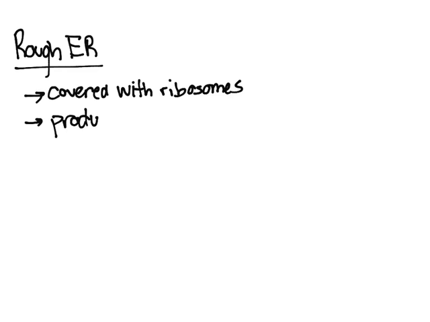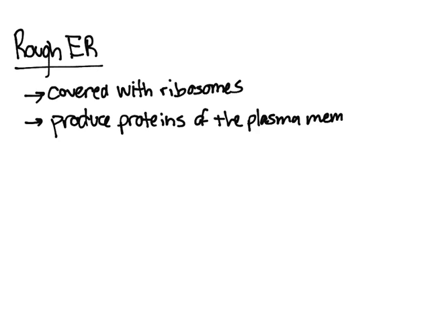So it produces proteins of the plasma membrane. And it produces other proteins as well. But in general, it helps make proteins, and those proteins are then exported to other cells. So first, the rough ER can synthesize proteins that are packaged in other organelles, such as the Golgi apparatus, which we'll talk about in another video.